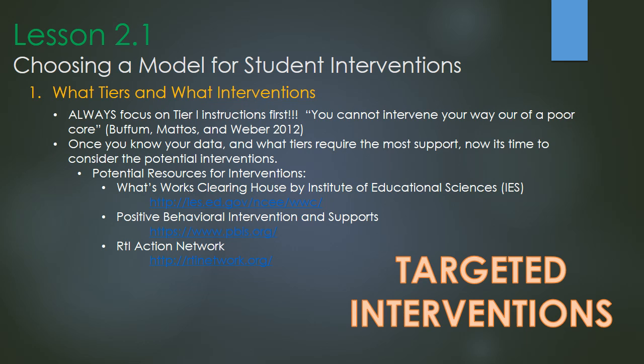With the understanding that you can't intervene your way out of a poor core, it's time to identify the interventions you need. Your data will tell you the deficiencies among your student body. Use resources like What Works Clearinghouse, PBIS.org, and the RTI Action Network to research what interventions best fit the student deficiencies your data revealed. As mentioned earlier in our lessons, bring your staff together and brainstorm what interventions you already have within the building. Identify your experts, and then look at these websites and see if there are some interventions that you could use to fill in some of the gaps.